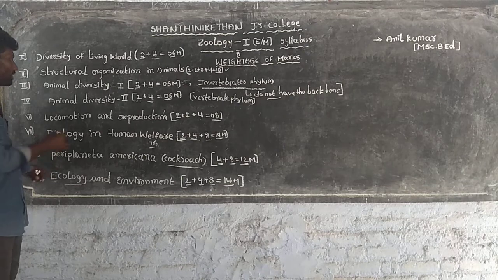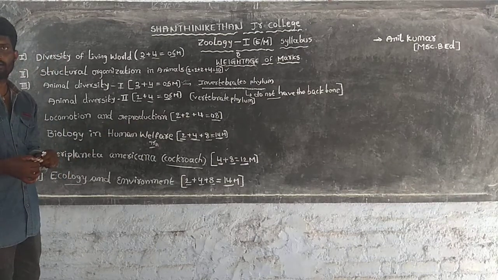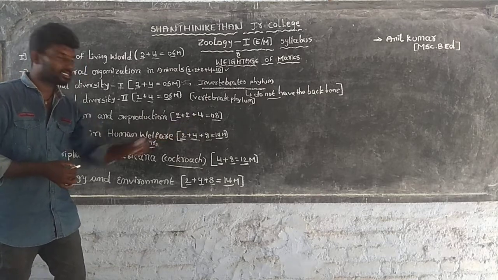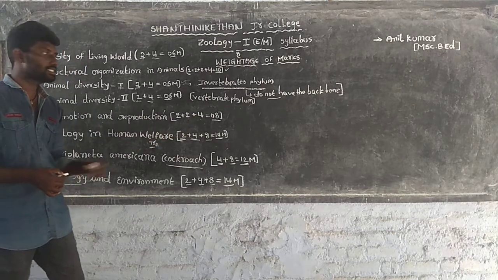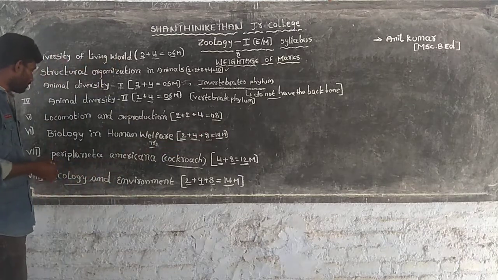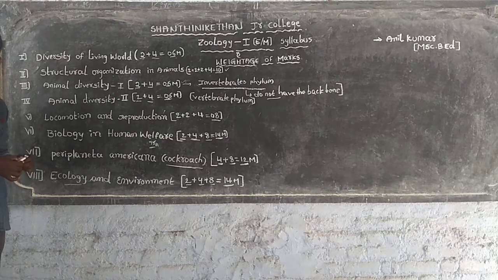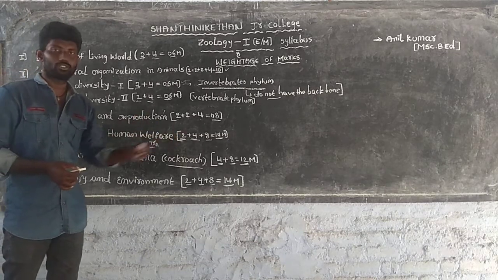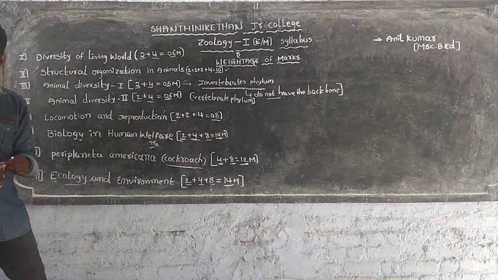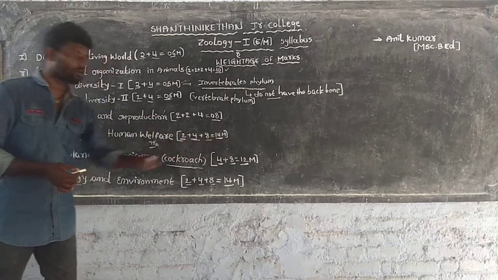And the fifth lesson name is Locomotion and Reproduction. In this lesson, the total questions asked are 3 questions: 2 2 marks questions and 1 1 mark question. The total weightage of the unit is 8 marks. And the sixth lesson name is Biology in Human Welfare. In this lesson, the total questions asked are 3 questions: 1 2 marks question, 1 4 marks question and 1 8 marks question. The total weightage of the unit is 14 marks.